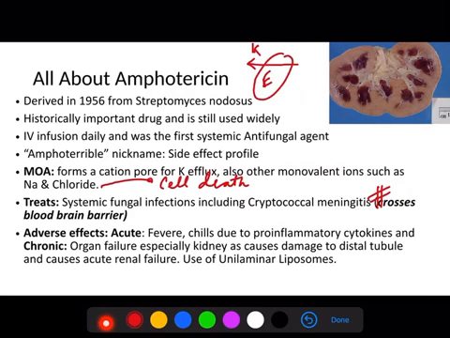Talking about the adverse effects of amphotericin B, they have two different kinds of effects, acute and chronic. A few acute effects are classified as "bake and shake." That means that you can have fever and chills due to pro-inflammatory cytokine release. When we talk about chronic adverse effects, we see that the patient can develop organ failure, especially kidney, as it causes damage to the distal tubule and causes acute renal failure.